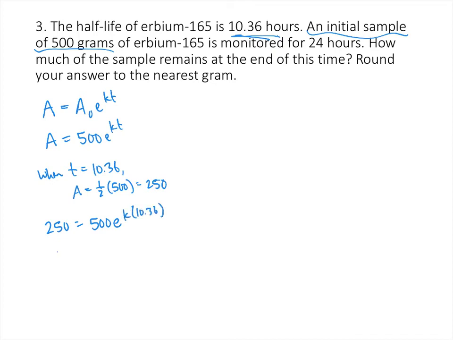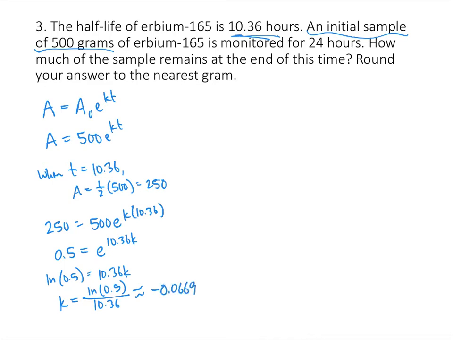Putting that into our equation, we get 250 equals 500 e to the kt, where t is 10.36. Dividing both sides by 500 gives us 0.5 on the left and e to the 10.36k on the right. Rewriting in log form, we get ln of 0.5 equals 10.36k. Dividing both sides by 10.36, k is the natural log of 0.5 divided by 10.36, which gives us negative 0.066906.